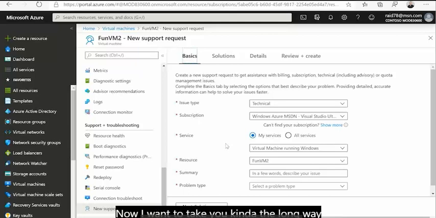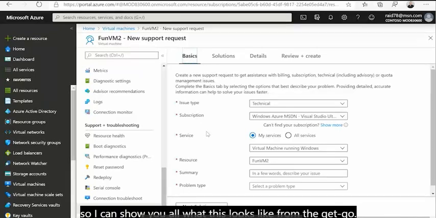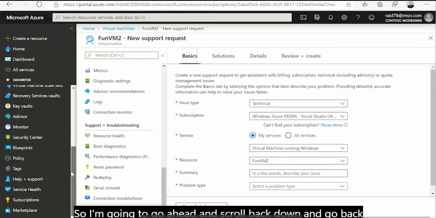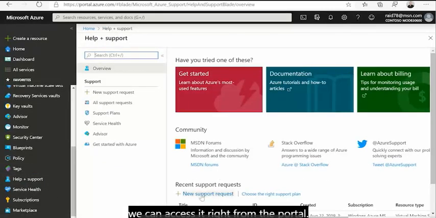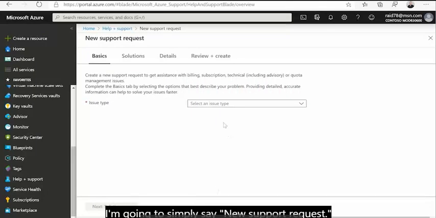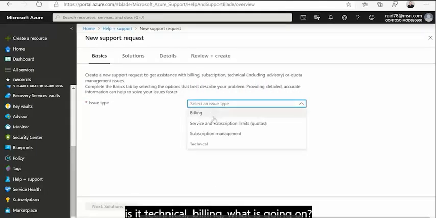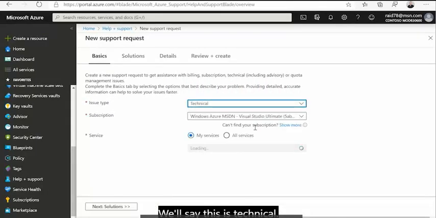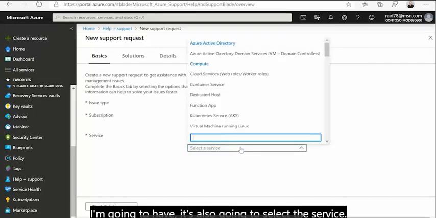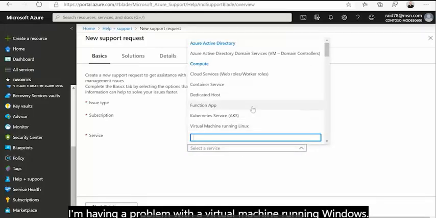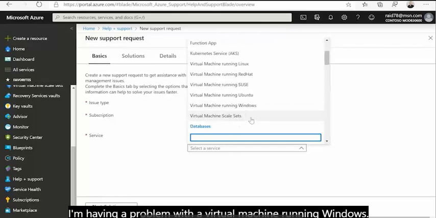Now I want to take you kind of the long way so I can show you what this looks like from the get-go. So I'm going to go and scroll back down and go back into Help and Support. And they give us our community. There's our Twitter channel. We can access it right from the portal. I'm going to simply say New Support Request. It's going to say, what's your issue? Is it technical, billing, what's going on? We'll say this is technical. It's going to ask what subscription I'm going to have. It's also going to select a service. I'm having a problem with a virtual machine running Windows.